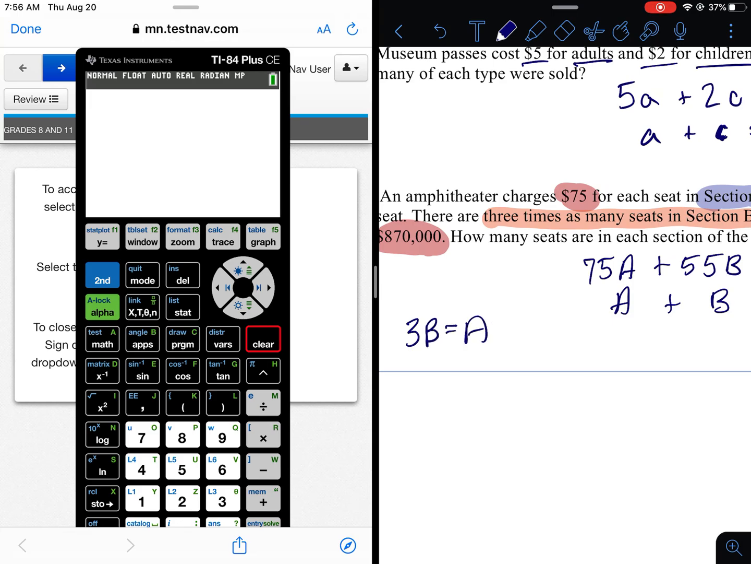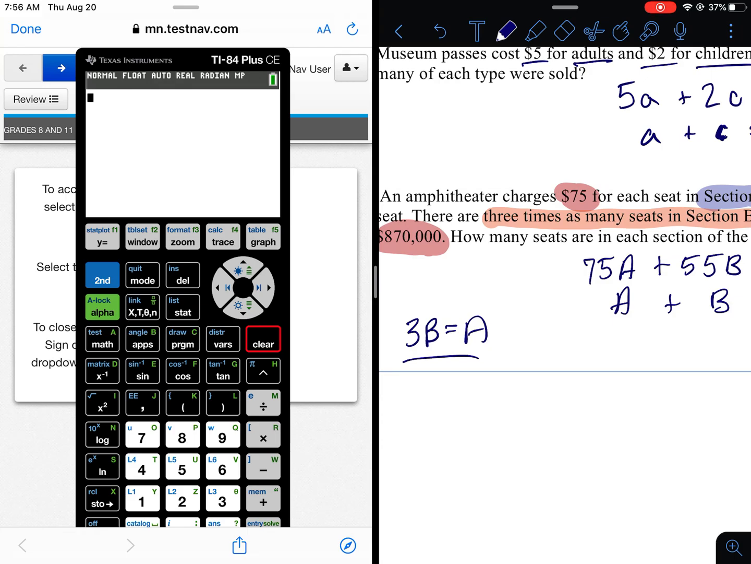3 times as many seats in B as there are in A. The problem is, if there are 3 times more seats in B as there are in A, then this equation doesn't work. Because let's say, just to give you a small number, for example, if there are 3 times as many in B as there are in A, so if B has 12 or something like that, then 3 times 12 is not, so that would mean that there are 36 seats in A.